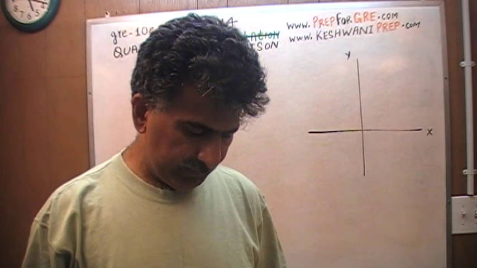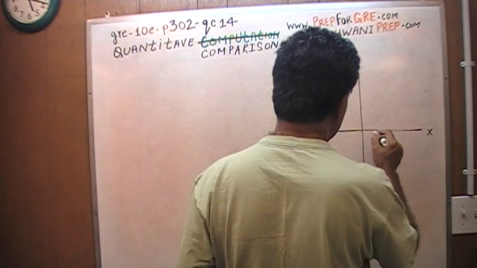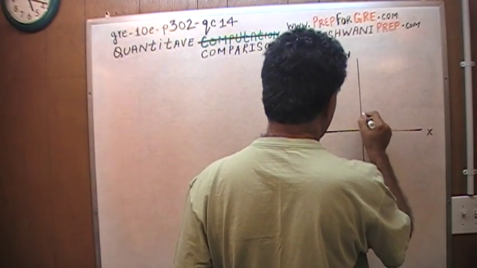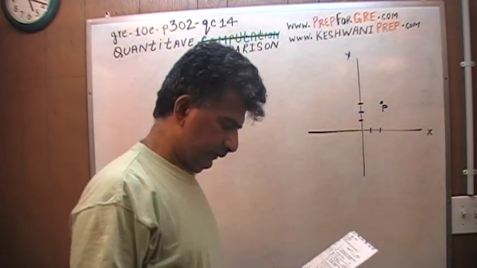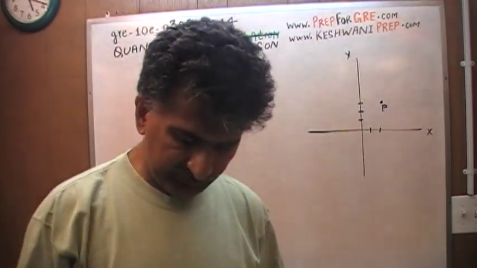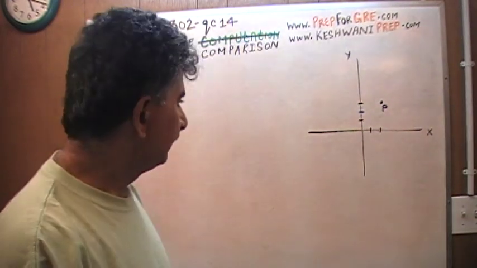We are told that points P, Q, and R have coordinates 2, 3. So let's take care of P, 2, 3. 1, 2, 1, 2, 3. Right here, that's my P. Then I have Q, which is 5, 6. I'm going to skip that for the time being. And then R is 5, 3.